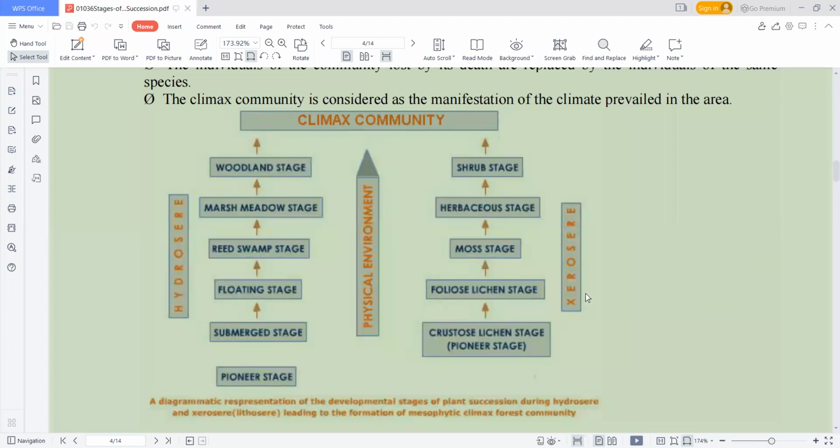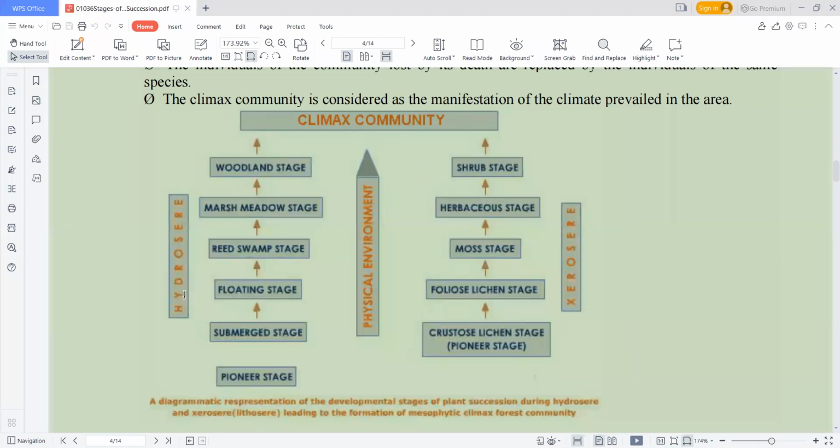In the xerosere, it starts with the crustose lichens stage. So the pioneer stage is the crustose lichens. Generally crustose lichens grow on rocks. It is followed by the foliose lichens. Next it is followed by the moss stage and herbaceous stage. It is followed by the shrub stage, and the final climax community is formed. So these are the xeric stages in ecological succession.